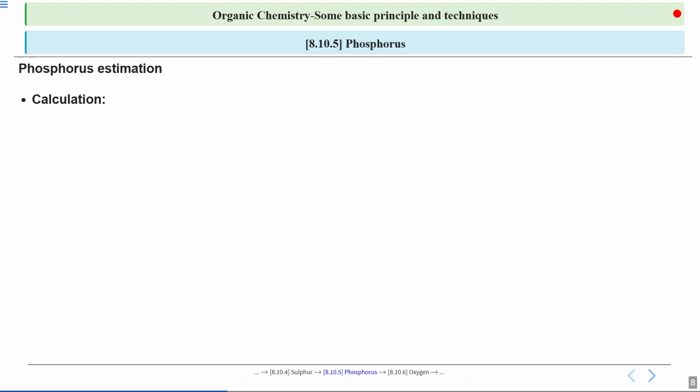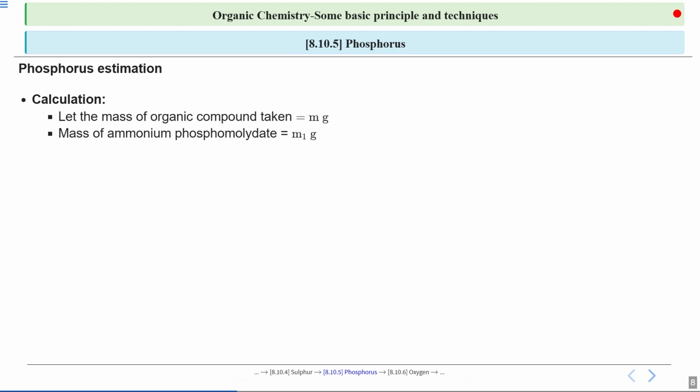Now if we see the calculation part, how do we do it? The first step in our calculation involves the mass of the organic compound, which is m grams. Now we have the mass of the ammonium phosphomolybdate, which is denoted as m1 gram. This compound is formed during the estimation process and is crucial for determining your phosphorus content. Next, we see the molar mass of ammonium phosphomolybdate, which is 1877 grams. So this value is the molar mass of the ammonium phosphomolybdate.